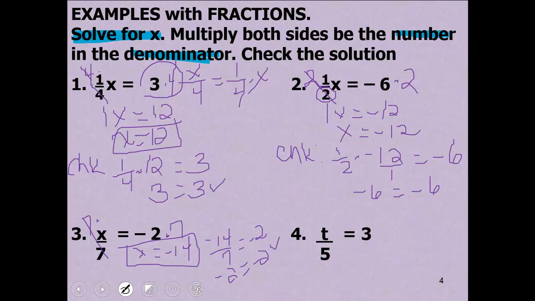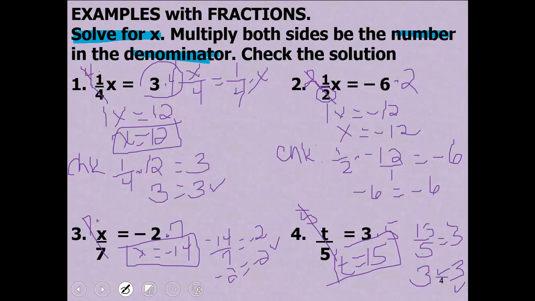Welcome back. 5's in my denominator, so I'm multiplying both sides by 5. T is equal to 15. There's my solution. Now I'm going to check it. 15 divided by 5, I want it to equal 3. What's 15 divided by 5? 3. 3 equals 3, and it checks. Cake, right? Here we go.